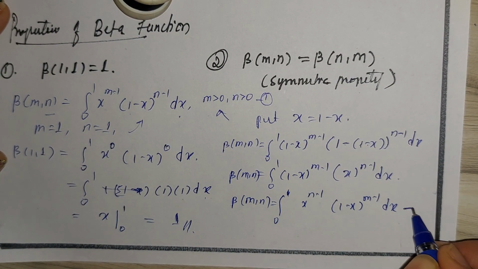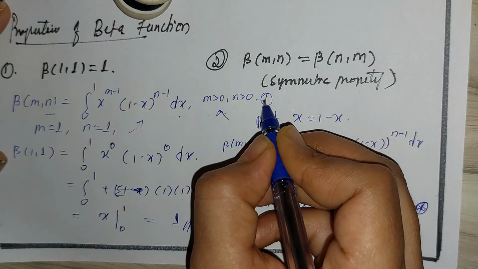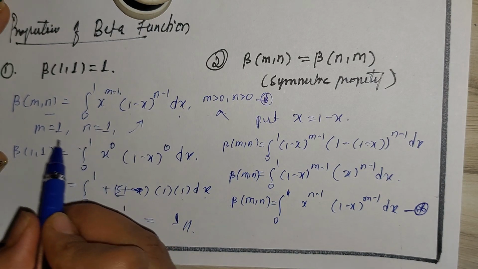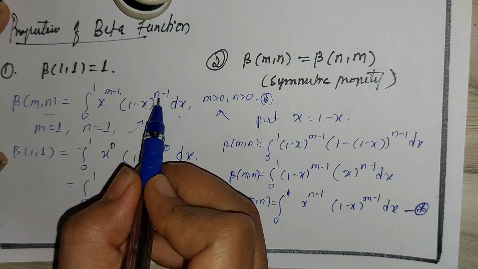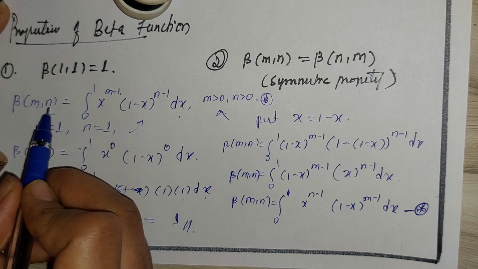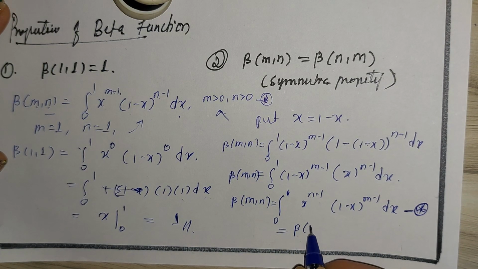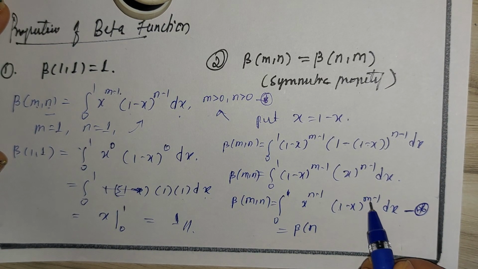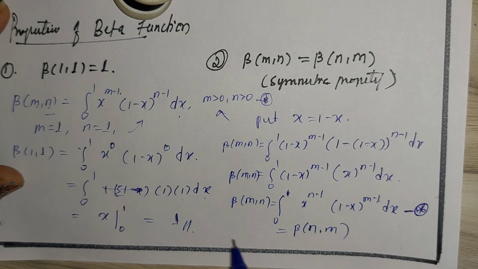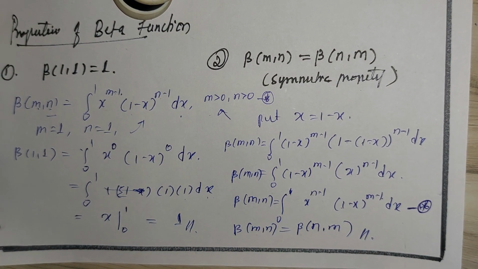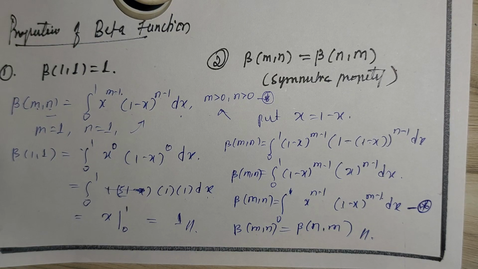So you compare this formula and this. See here, x raised to m minus 1, so we had written m first, and 1 minus x raised to n minus 1, so we had written n second. Here x raised to n minus 1, n is first, so we'll write beta of n, and 1 minus x is second, whose power is m minus 1, so we'll write m second. Beta of m comma n is equal to beta of n comma m. This is the second property of the beta function.